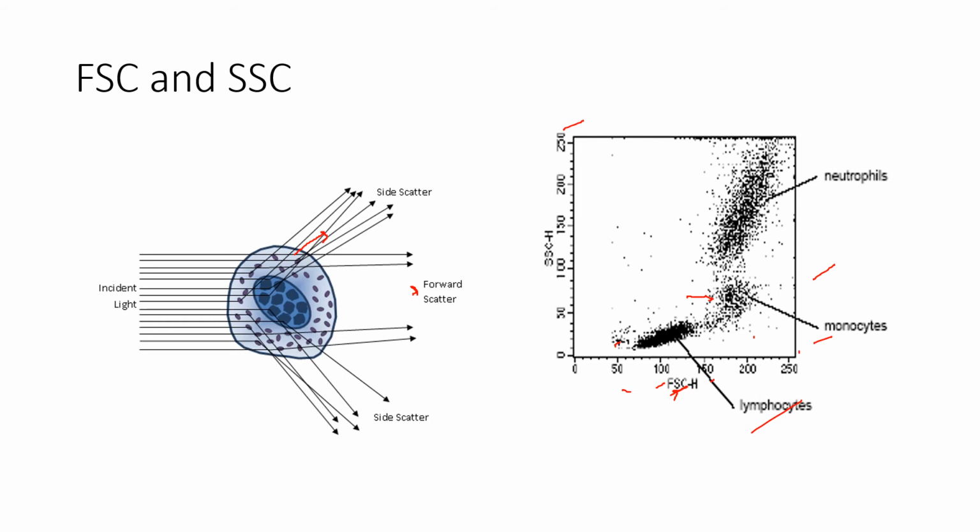This is the example of neutrophils. Neutrophils are bigger than monocytes and lymphocytes, so they will show larger FSC, which means a large cell size, and SSC is also higher in neutrophils, which means inner complexity is higher in neutrophils.